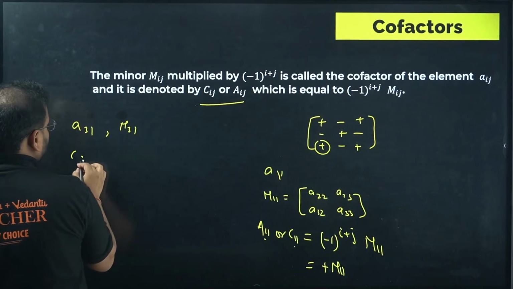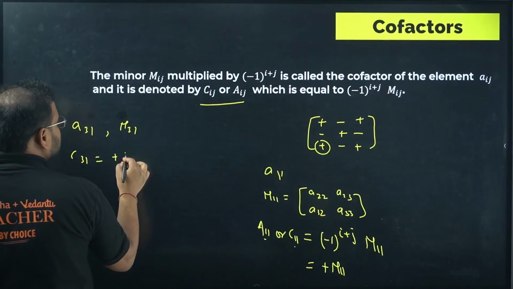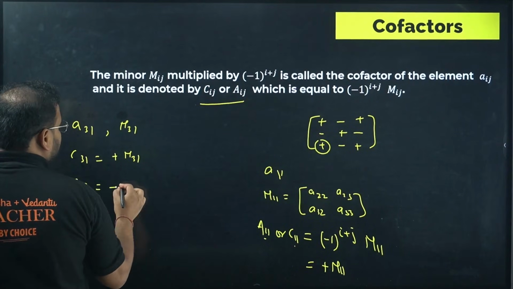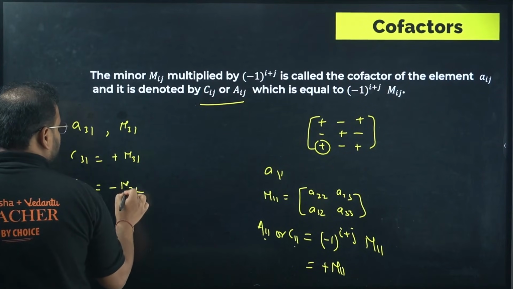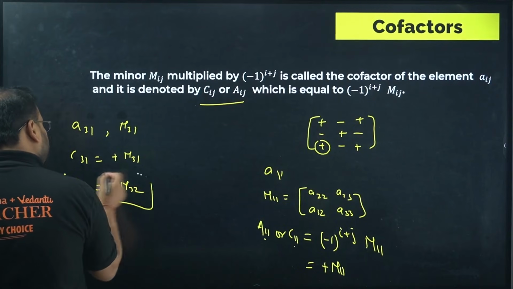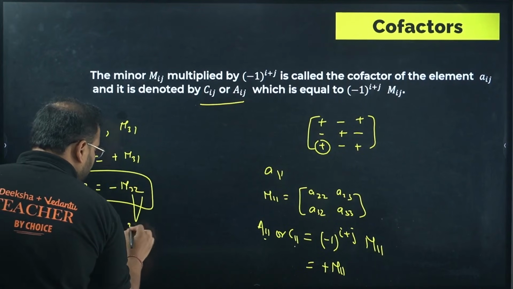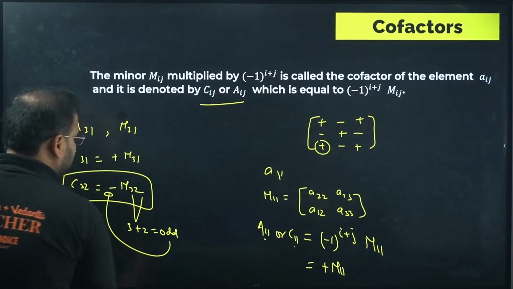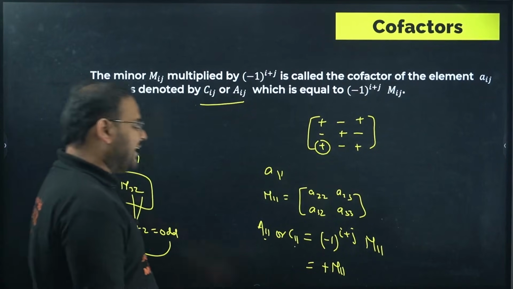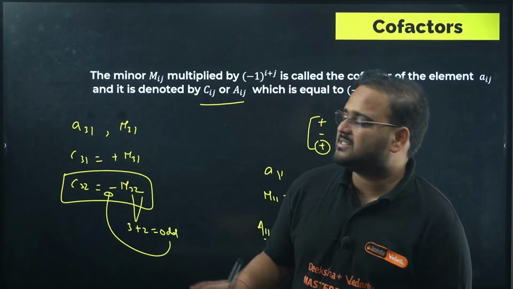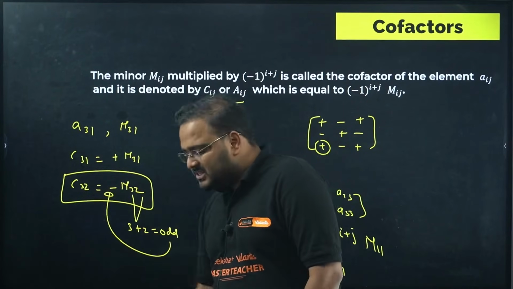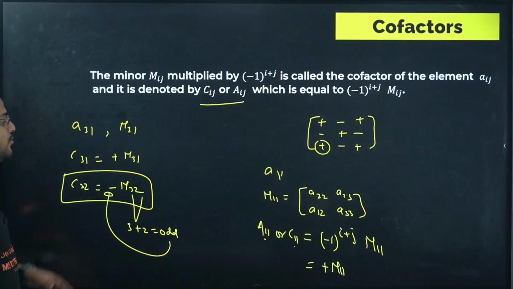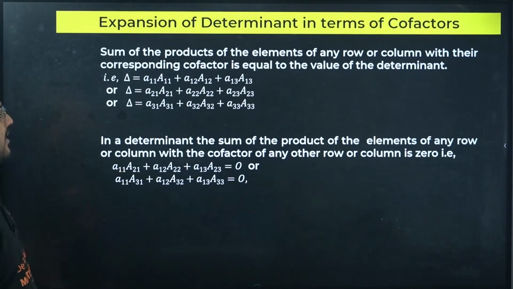M31. What about C31? It will be simply plus M31. What about if I go C32? It will become minus M32, because 3 plus 2 is odd, and hence you have a minus sign over here. Okay, so the element's position is minus. It means the minor will be of the opposite sign to your cofactor. Clear? Yes, this is the understanding of cofactor, minor and the elements.